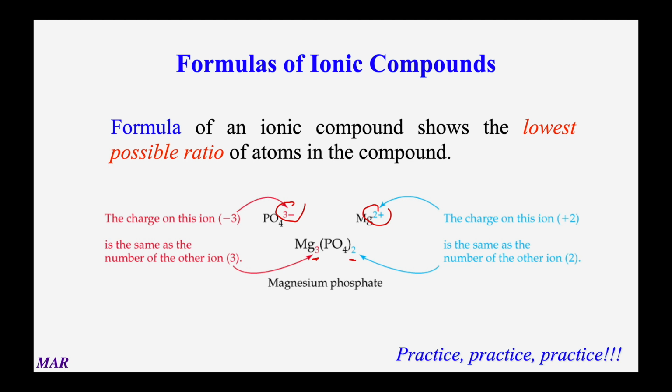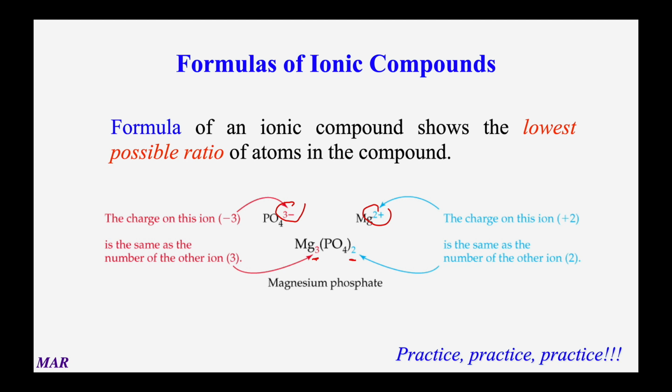Notice that we put parentheses around the phosphate because there's more than one. You wouldn't want to write PO42 because it would look like PO42, where you'd have 42 oxygens and 1 phosphorus. That doesn't make any sense. So if there's more than one polyatomic ion, you use parentheses. Don't use parentheses under any other circumstances here, only if there's more than one.